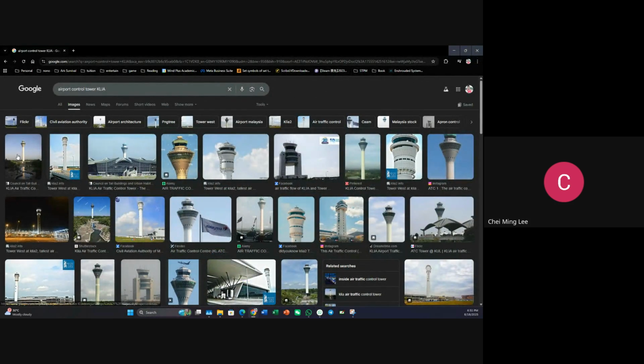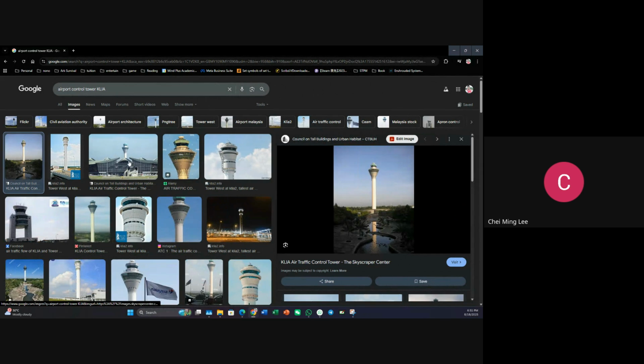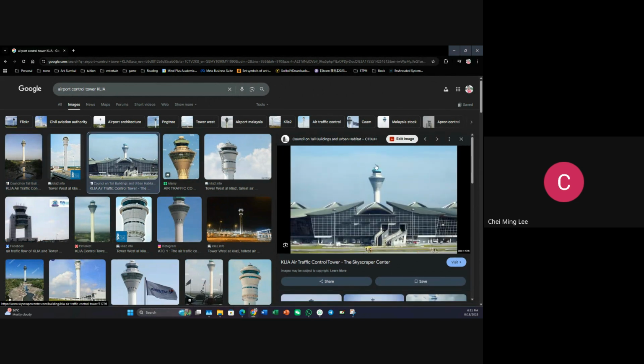I think this one is the one. Looks like this one. This is the KLIA control tower. Every single airport must have a control tower, and the control tower is actually away from the airport main building. They must be away because the radar is put on top.